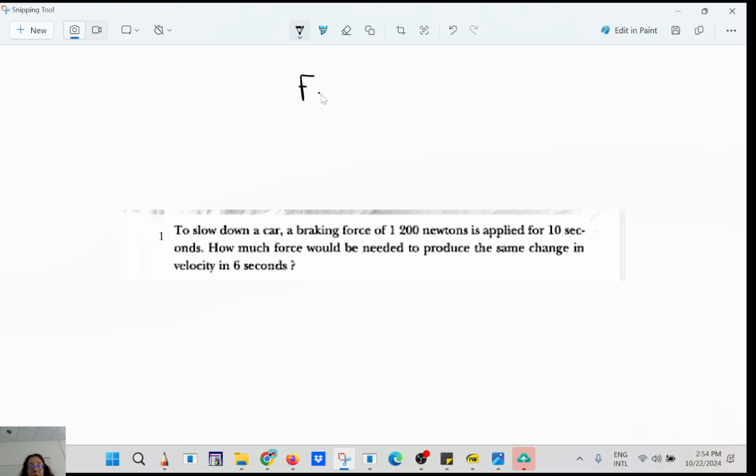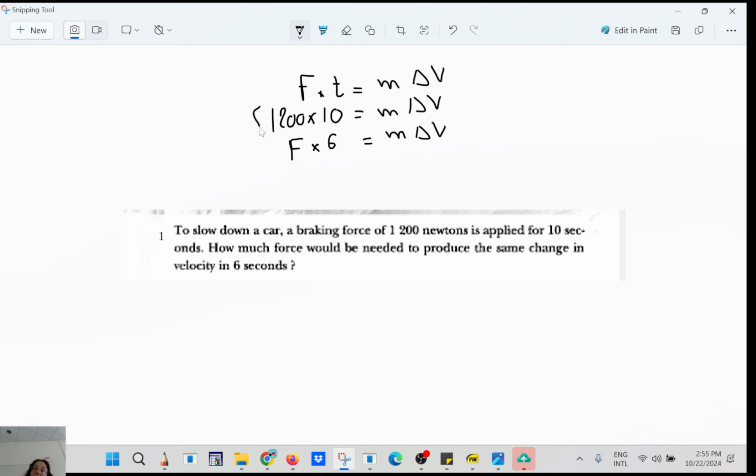Okay, so that's right. Force times time equals the mass times the change in velocity. First you have a braking force of 1200, and you apply it for 10 seconds. You have a change in momentum because that's how much you are slowing down. Now you want to have the same change in momentum, but instead you want to apply that force over a shorter time. That means your force has to be larger, but you want the same change in momentum. So that's your change in momentum.